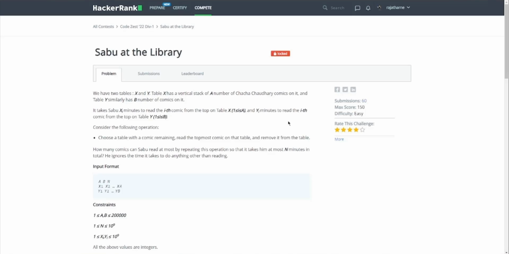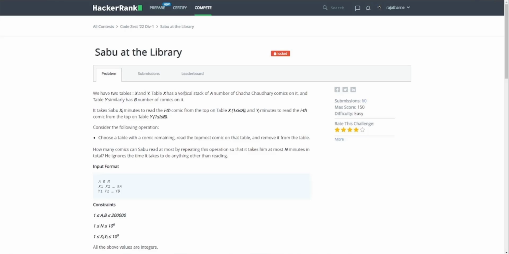Solution of the second problem, which is Sabu at the library. Here, as you can see, we would firstly try to understand the question and then build up the logic, and then I'll show you how the problem is solved. So we have two tables here. One is the X table and the other is the Y table.